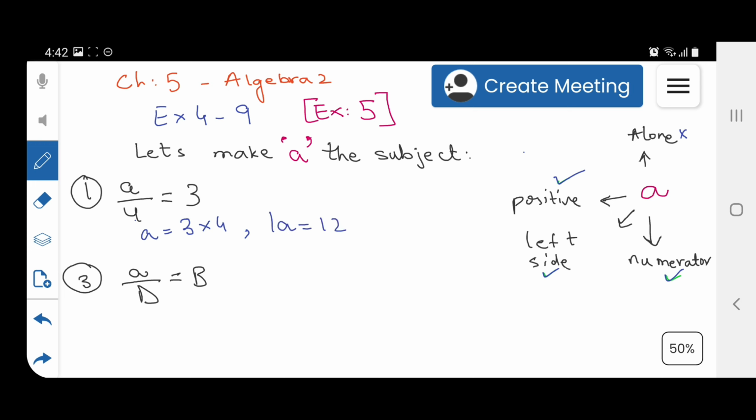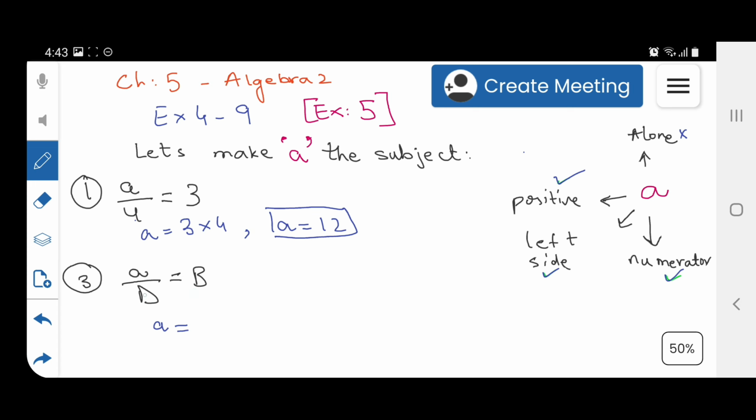So A equals 12 is the answer. Similarly, if the same question is given in the form of variables, what are you going to do? See, A is not all alone, it is positive, it is on the left side, it is in the numerator, so we are going to solve it to make it the only term on the left side. So keep it on the left side and send everything else to the other side.